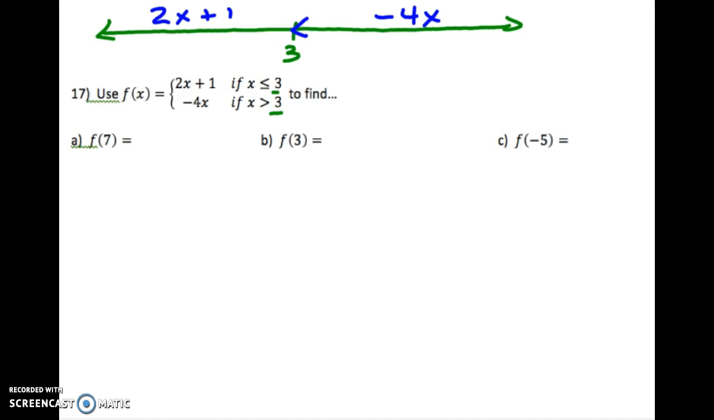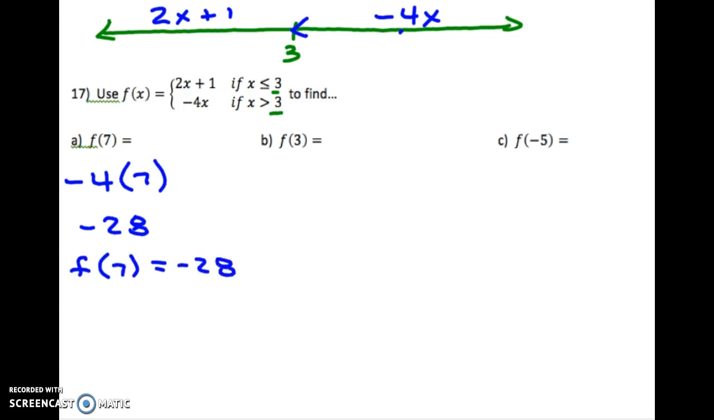For A, we got f of 7. So 7 would be to the right of 3 on the number line. So we're going to use the negative 4x equation. So put the 7 in for the x there. Do our math. Negative 4 times 7 will give us negative 28. So we can either write it out as f of 7 equals negative 28. Or if you'd rather, we can do the point that we end up plotting, which would be at 7, negative 28.